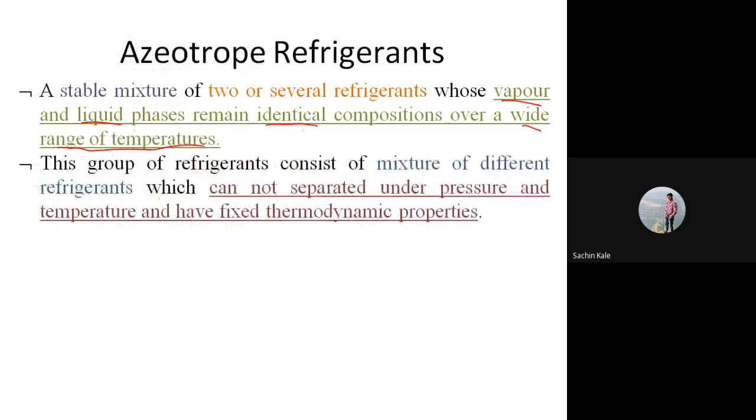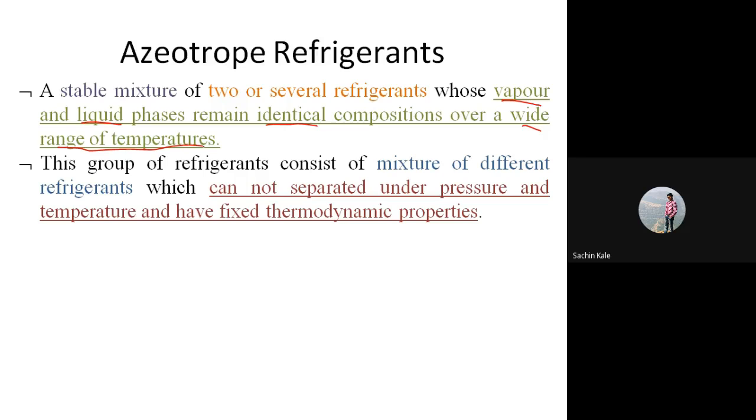So here this type of refrigerant will have a mixture of different refrigerants which cannot be separated under pressure and temperature and have fixed thermodynamic properties. That means after application of pressure and temperature, because we know that depending upon pressure, each and every liquid will have its boiling point temperature. That means as pressure varies, the boiling point temperature as well as freezing point temperature goes on changing.